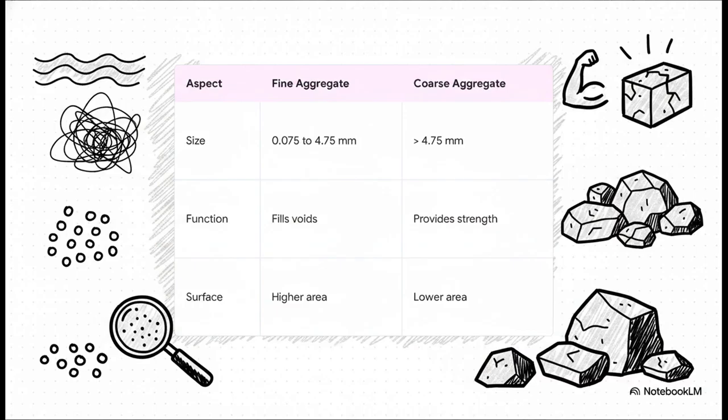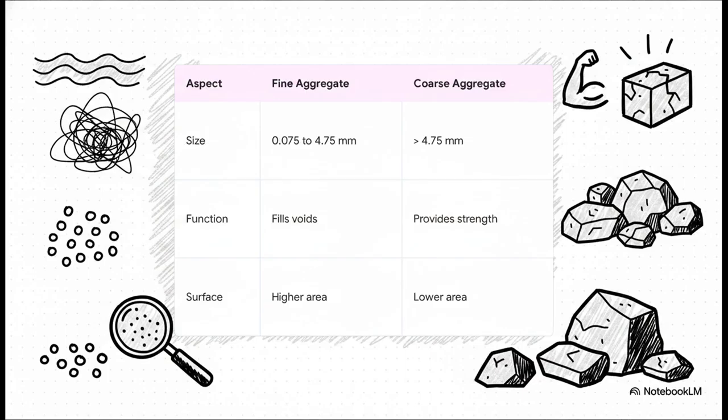Fine aggregate, like your standard sand, is tiny. It has a high surface area that requires more water, and its main job is to just fill in all those microscopic voids. Coarse aggregate, like crushed stone or gravel, is larger, specifically greater than 4.75 millimeters.